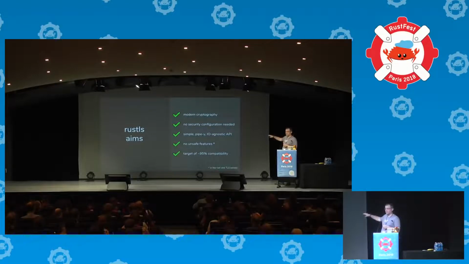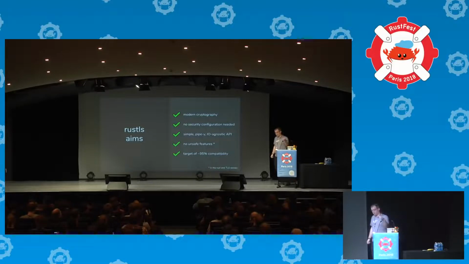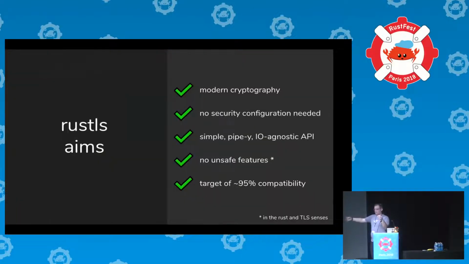No unsafe Rust, so there are no unsafe blocks in this crate. It does depend on others, which obviously have unsafe blocks, let's say. And trying to present a really simple API, which just looks like a pipe, right? So you put your bytes in here, maybe it's an HTTP request, you get TLS out, and likewise from the other end, you put TLS in and you get your HTTP response back.